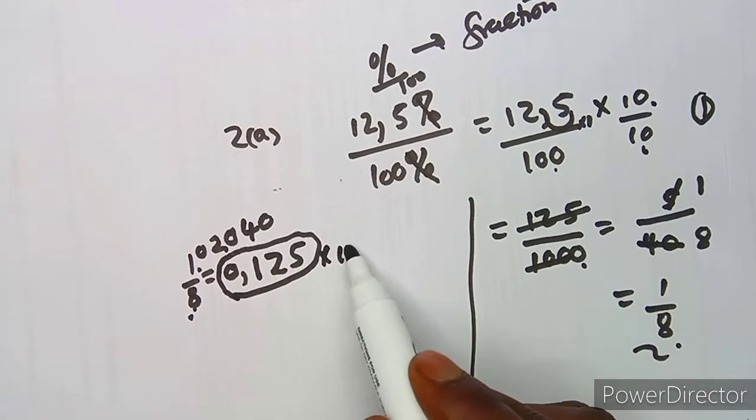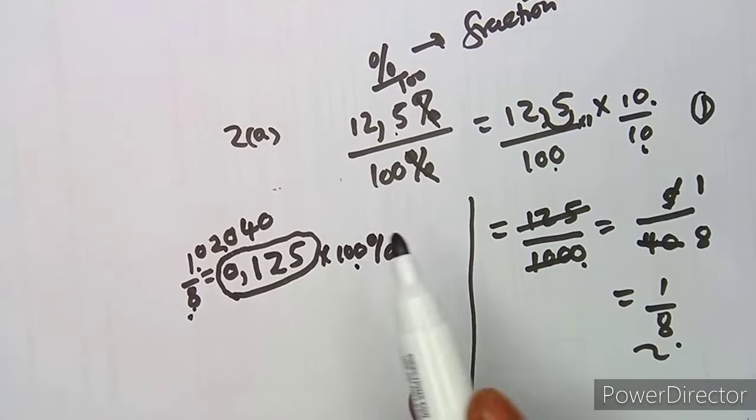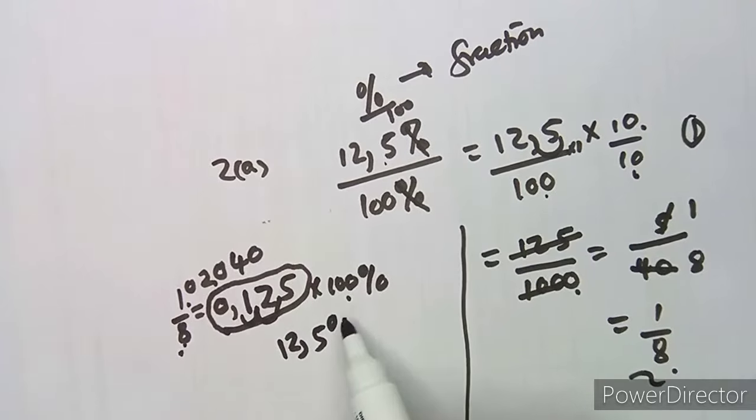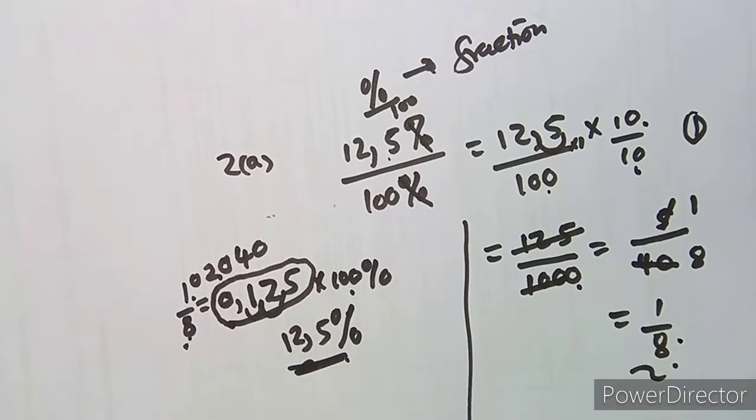Then if you multiply by 100%, we want to see if it comes back here. Multiplying by 100%, that's 12.5%. So as we can see, guys, if we convert this back to a percentage, it gives us 12.5, which means we are in the right direction. All right, so that's it, guys. Let us see the other question that we had.